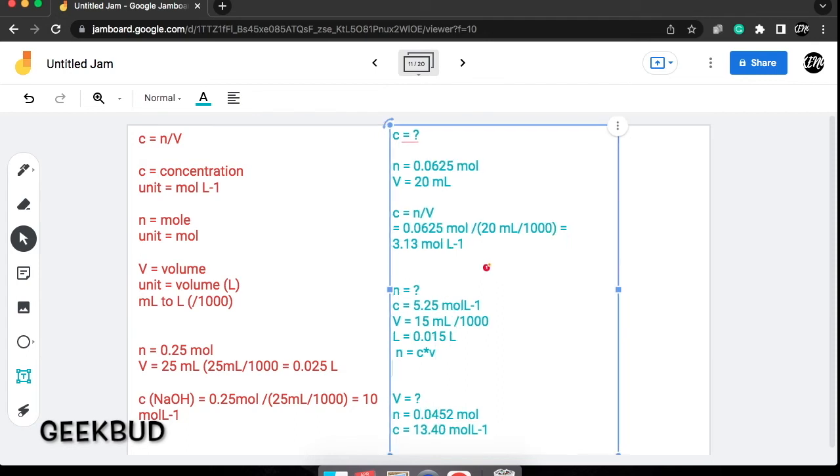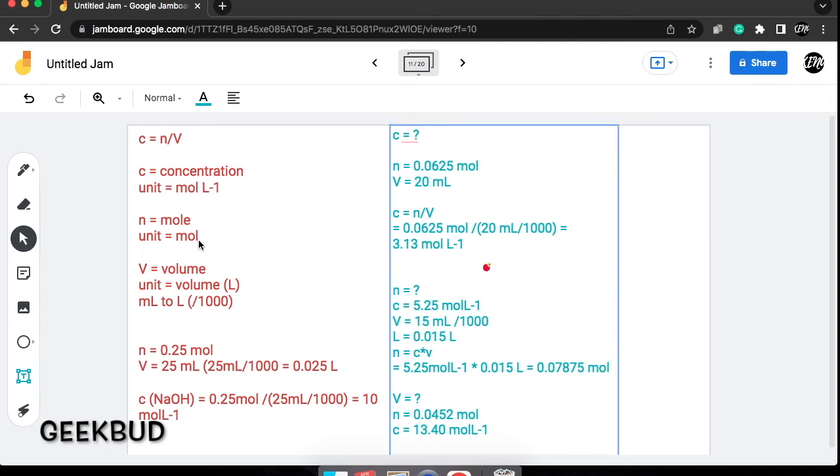And if we plug in these numbers, we should get 5.25 mole per liter, and then multiply that by volume, which is 0.015 liters. And if we plug it into the calculator, what do we get? We get 0.07875, and the unit for that is mole, because we're trying to figure out n, so that's mole.